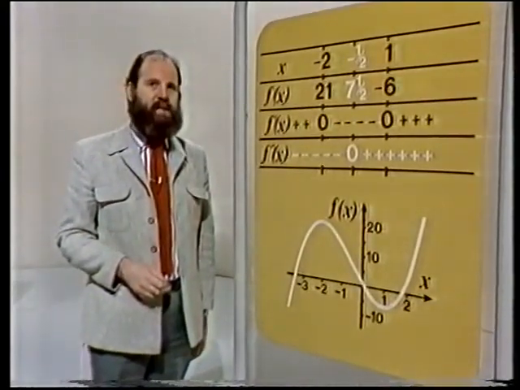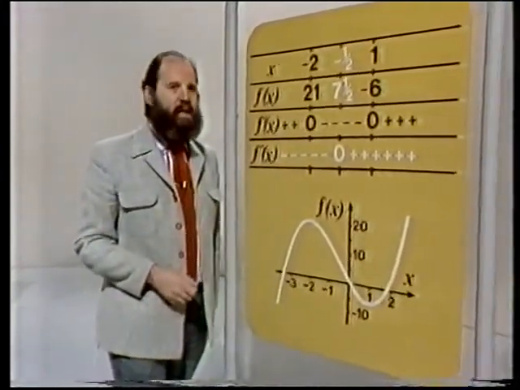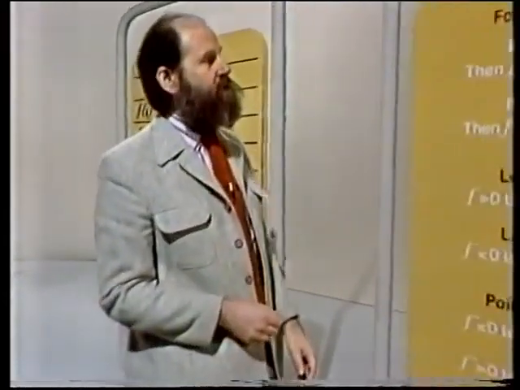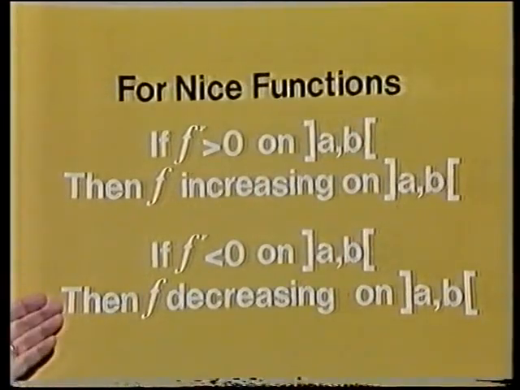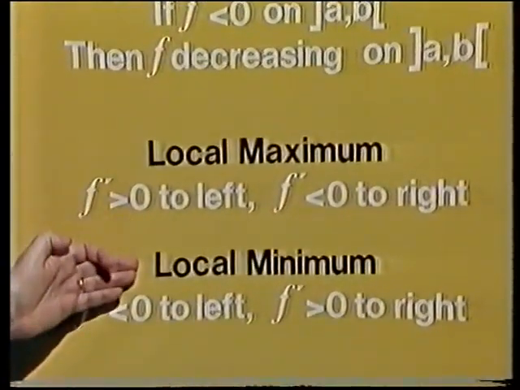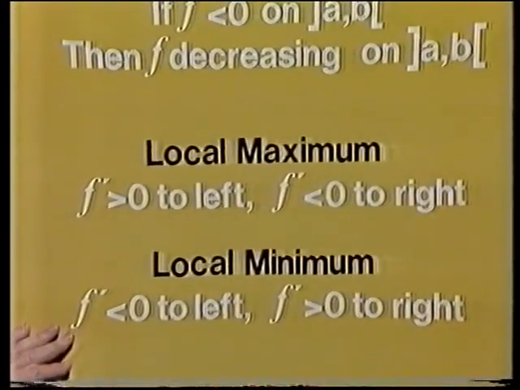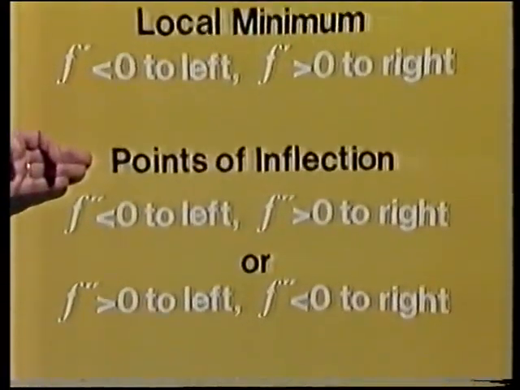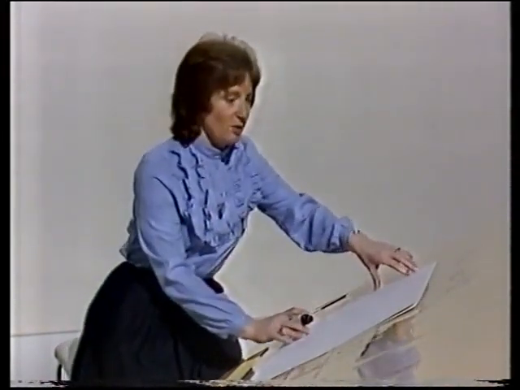We're going to apply this technique to a specific function that you haven't seen before. Now, for information about horizontal tangents, about increasing and decreasing, and about local maxima and minima, we need the first derivative. But for information about points of inflection, we need the second derivative. So let's apply those general techniques to this particular function.